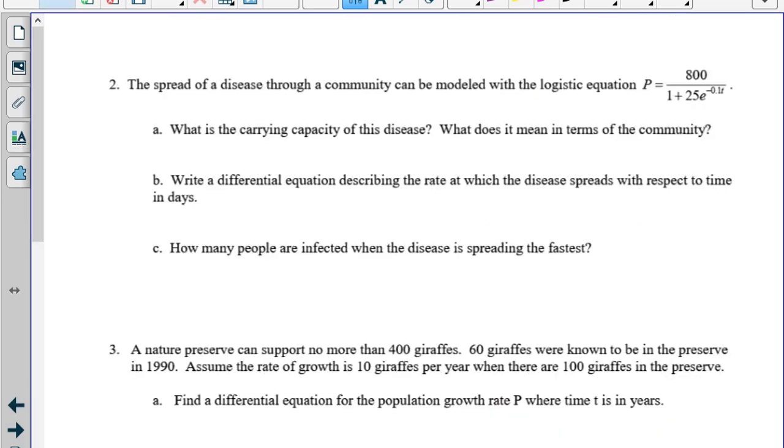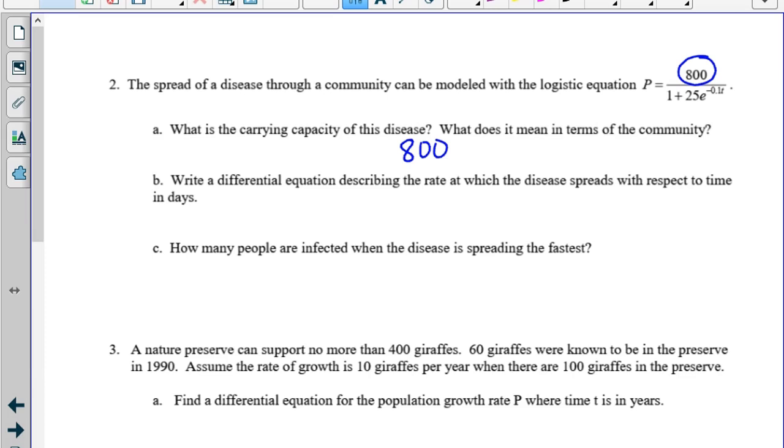If we look at problem 2, the spread of a disease through a community can be modeled with a logistic equation, P equals 800 over 1 plus 25 e to the negative 0.1 t. Carrying capacity, that shows up here. So that's 800. What does it mean in terms of the community?